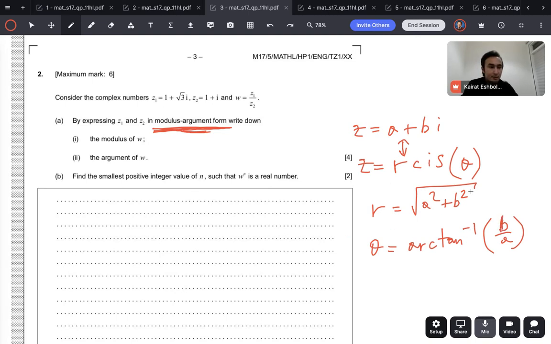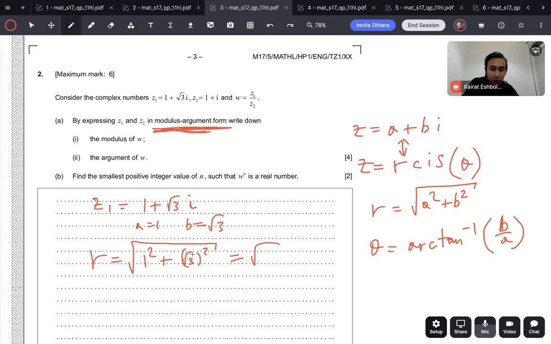Let's apply this to z1. So z1, we are given that it's equal to 1 plus root 3i. So what's a here? A is 1, and then b is root 3. Alright, so then what's the r for z1? R is going to be equal to the square root of 1 squared plus root 3 squared, which is equal to root of 1 plus 3, right? Root 3 squared is 3, plus 1 is 4, so root 4 is equal to 2.